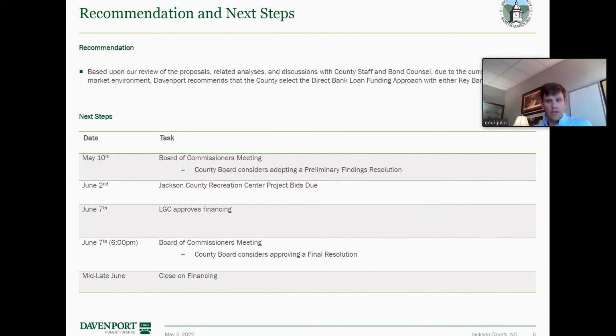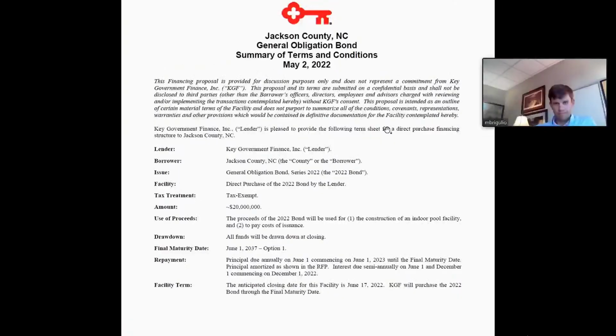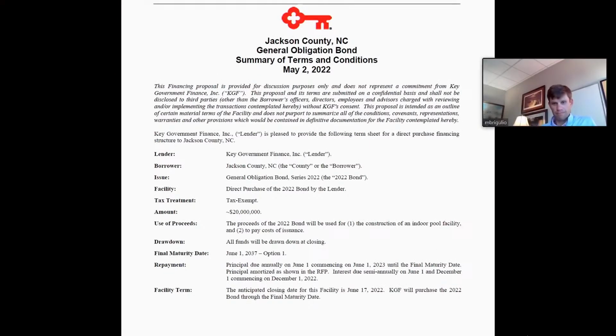What would you call this from Key? What is that technically called? It's a term sheet. It's a term sheet for the 2022 GO bond for a direct bank loan approach, with all the terms we just described, and that's really the next document. If you scroll next, you can see the cover page. Let's just go ahead and scroll so the public can see what I'm talking about. So that's really all that is, within multiple pages, describing what we summarized to the board.